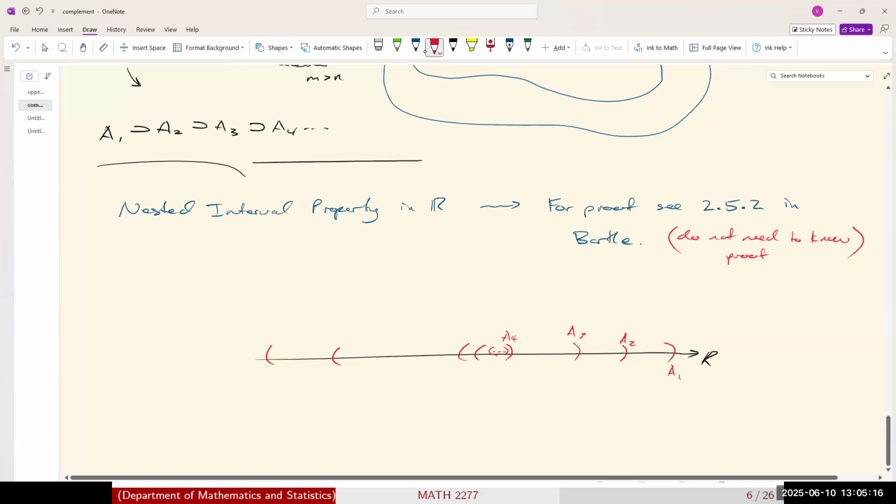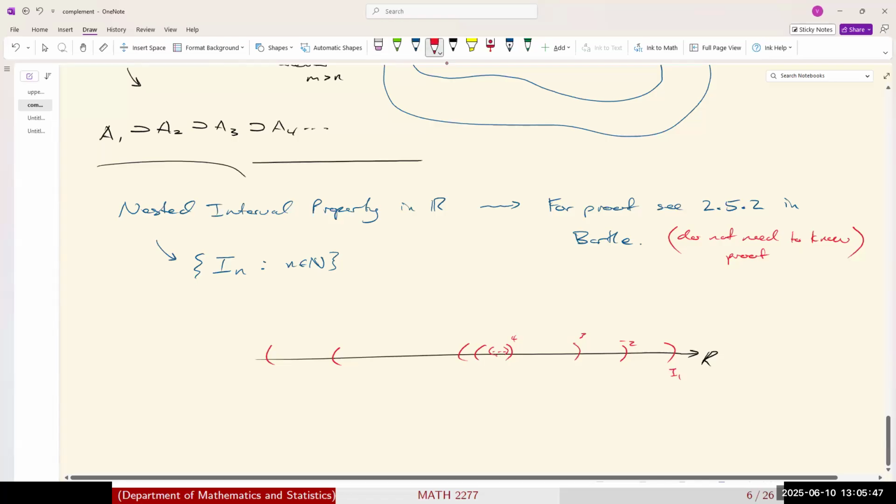The nested interval property says that if you intersect all these together, so if we have a collection, instead of A_n, I'm going to call them I_n, where I_n are the intervals. Maybe I should have called them I1, I2, I3, I4 instead of A.